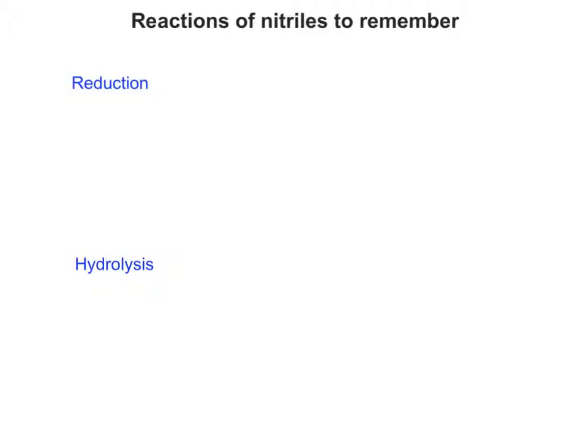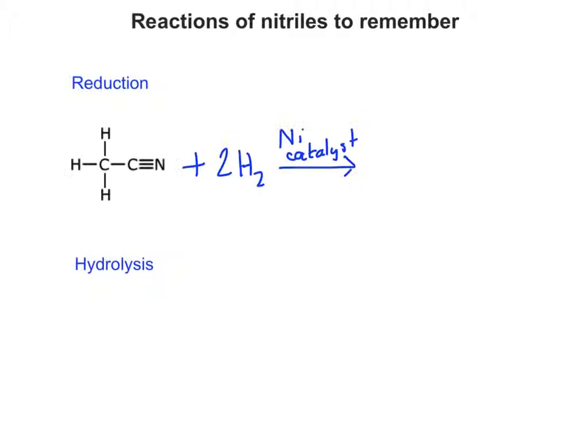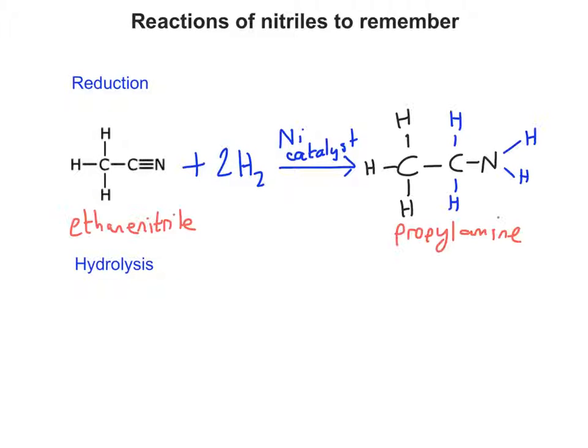So there's 2 reactions of nitriles that you have to remember for your specification. First one is reduction using nickel and hydrogen gas. So we'll start with ethanenitrile and we'll add 2 hydrogen molecules to it using a nickel catalyst, which turns it into propylamine. You can see where the hydrogens have been added on as I've colour-coded them in blue.